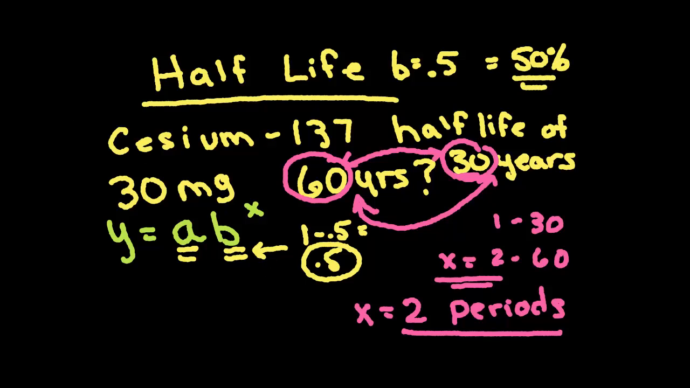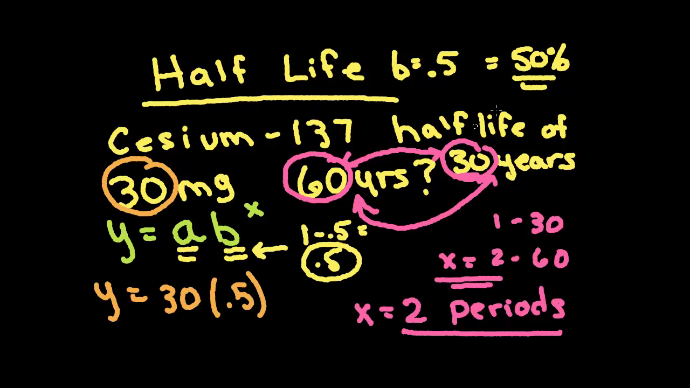So if I take my initial value, which is 30 milligrams, 30, and then I multiply it times the rate at which I'm decreasing, 50%, and I raise it to the x. But again, with half-life, that's the only tricky part, is x is not, as I mentioned, either of the numbers in the problem. X is the number of periods that happen, which is found by the ratio of those two numbers.